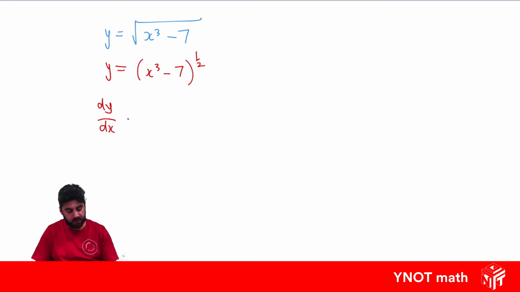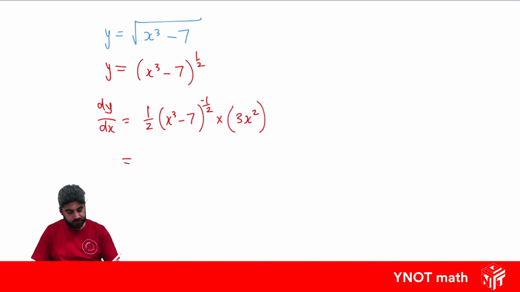So we get dy/dx, bring our power to the front to get a half outside of (x cubed minus 7), minus 1 from a half gives us minus a half, and times by the derivative of the function inside, so derivative of all of this, derivative of x cubed, bring our power to the front, so we get 3x squared, and derivative of minus 7 is just 0, so that's all we have.